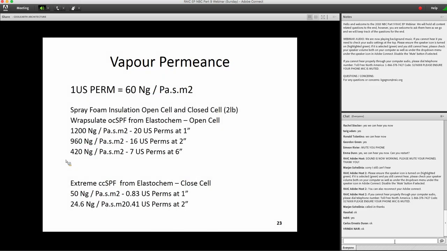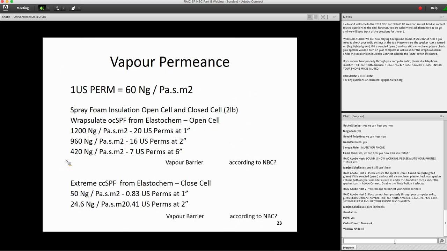Just as an example, we have open cell and closed cell spray foam. If we use open cell at 1 inch, we have 1200 nanograms per pascal second meter square. If you go to the closed cell, it actually has much less permeance, up to 50 nanograms per pascal second meter square.